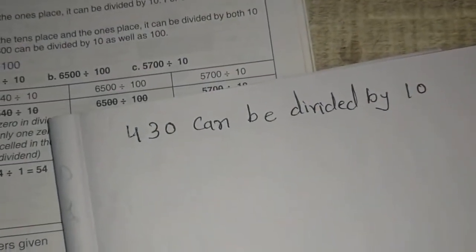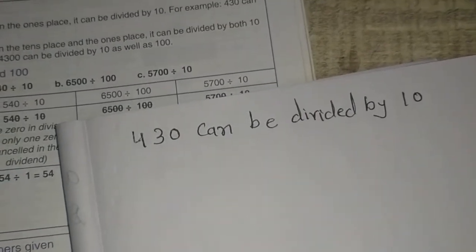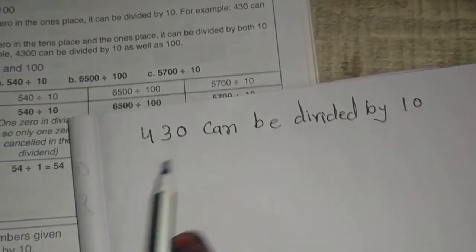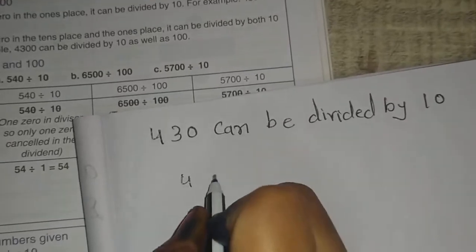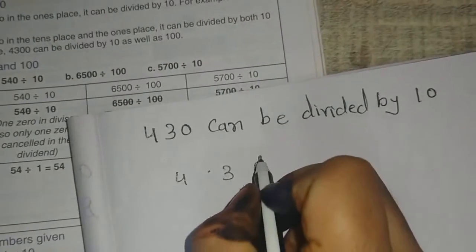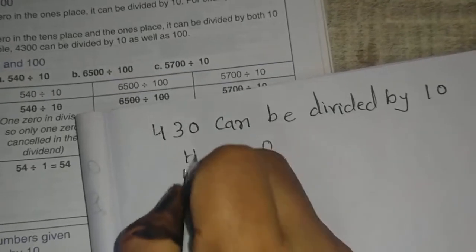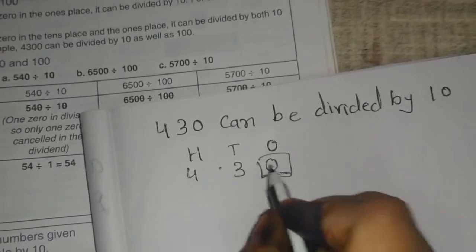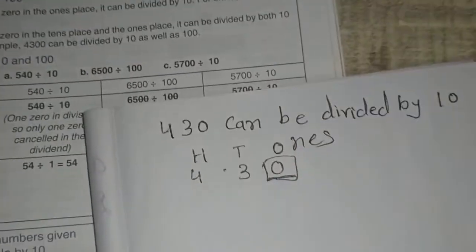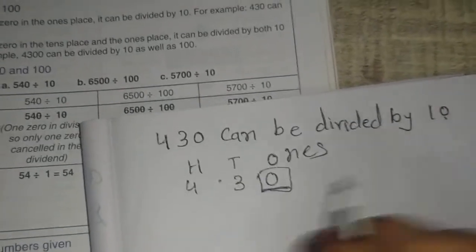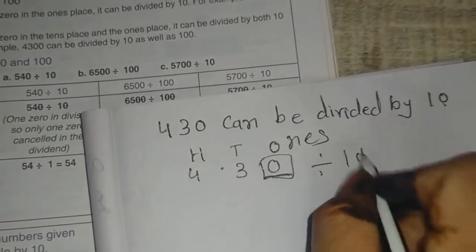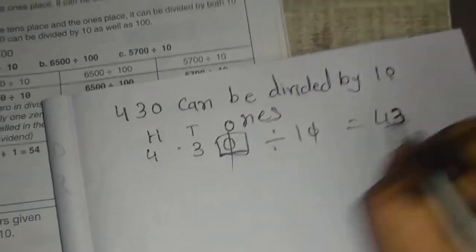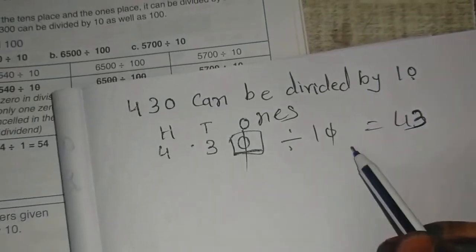So students, if a number has a 0 in the ones place. Now look here: ones, tens and hundreds. So this is a 0. Here is a 0. This 0 is in which place? Ones place, and we divide by 10. So division is possible. Yes, divide by 10. So the 0 will be cut, and the answer should be 43. Right? 43 is there. So yes, division is possible by 10.